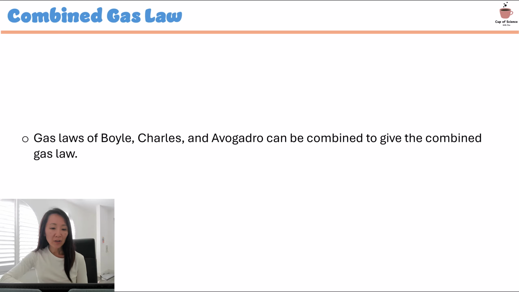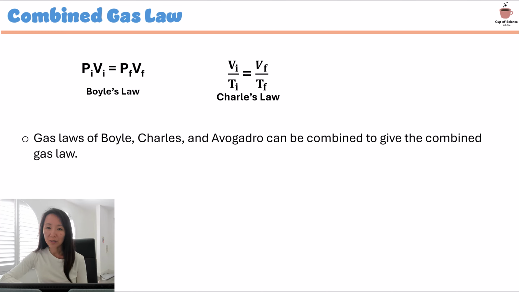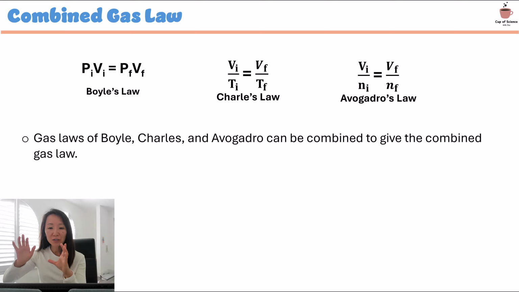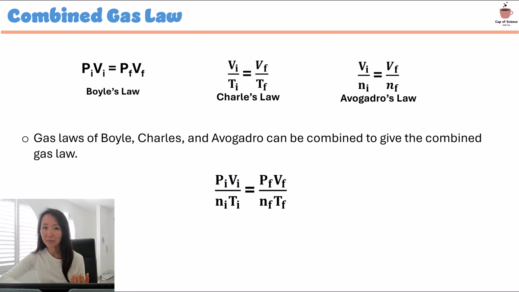Boyle's gas law looks like this. Charles' looks like this, and Avogadro's looks like this. All of these three laws can be combined to give what is called the combined gas law, that looks like this. The combined law actually has a glimpse of Boyle's, Charles', and Avogadro's law. Let's look a little more carefully at this particular equation.